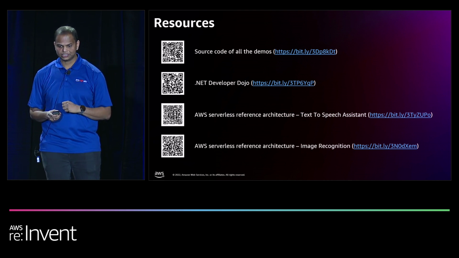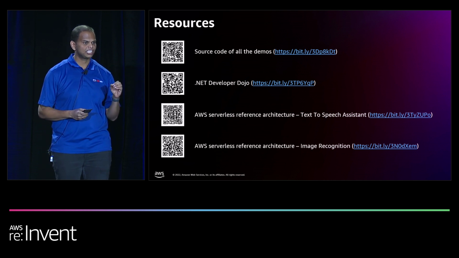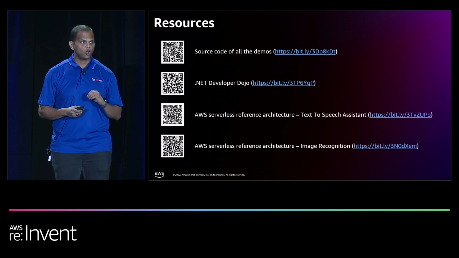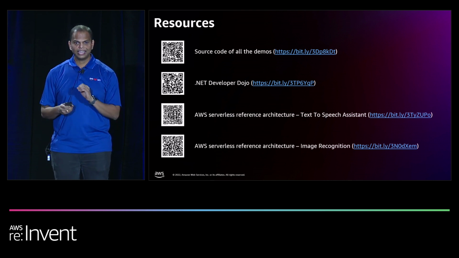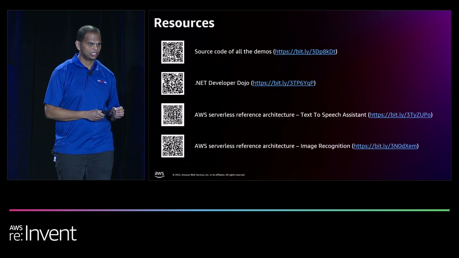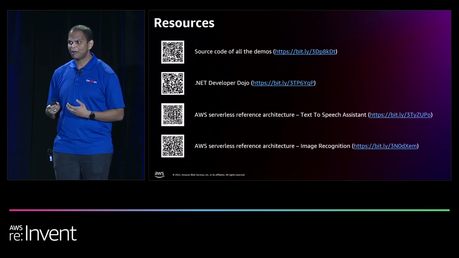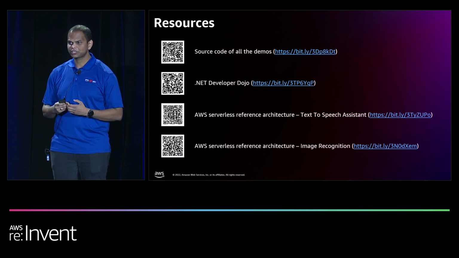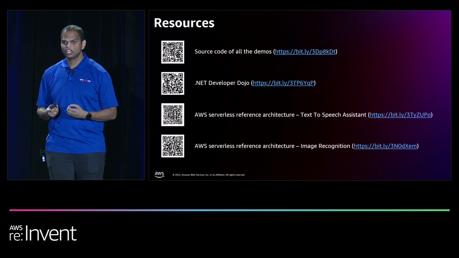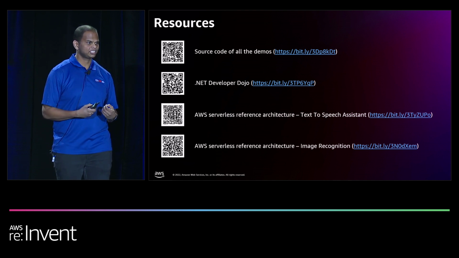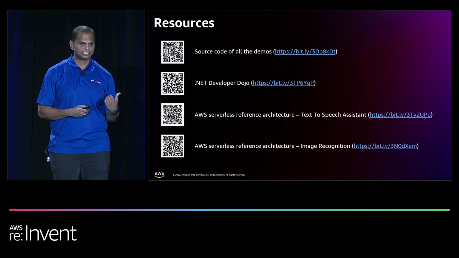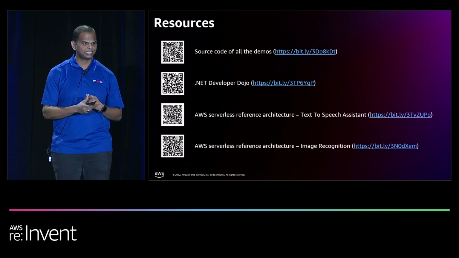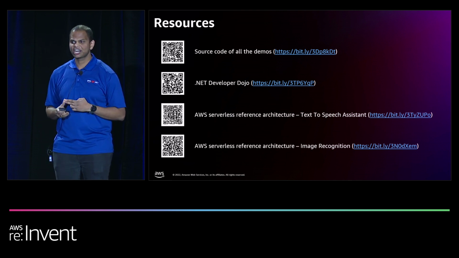The last two resources are mainly AWS serverless reference architectures. What we have seen today is how you can integrate intelligence into your existing applications. But let's say you're building a greenfield application from scratch that should be intelligent, you will be using cloud-first architectures. That is why we have these two serverless samples with the code and architecture. The first is a text-to-speech assistant, and the second is image recognition.